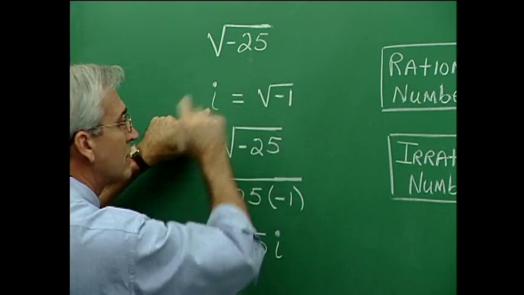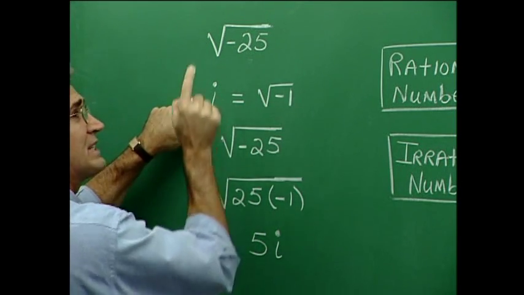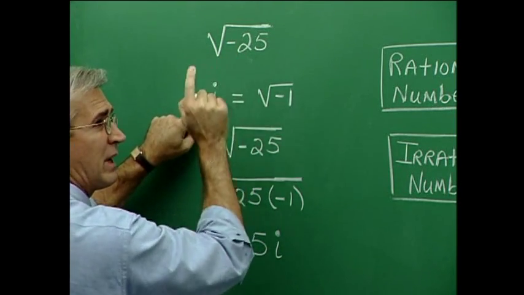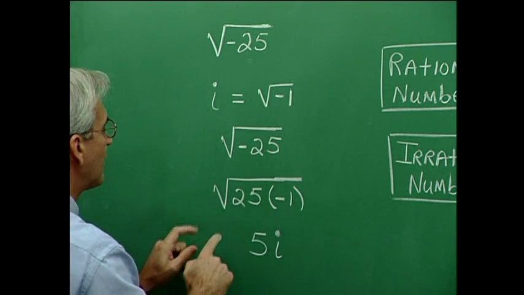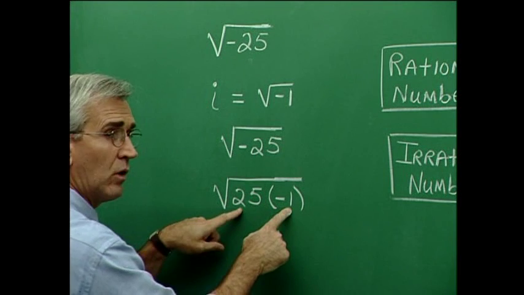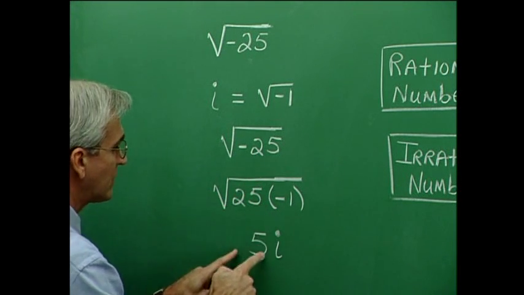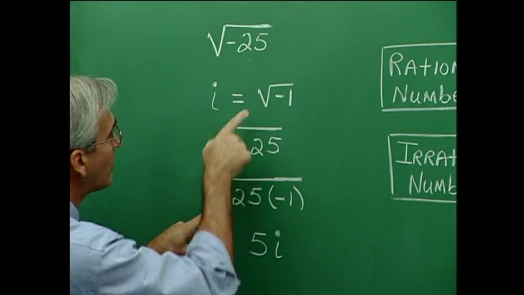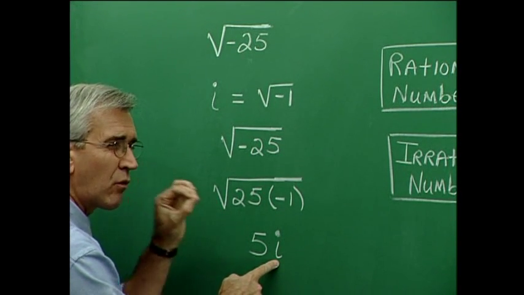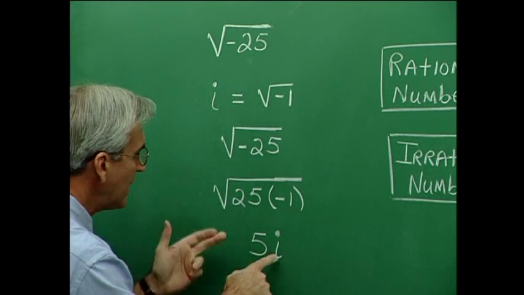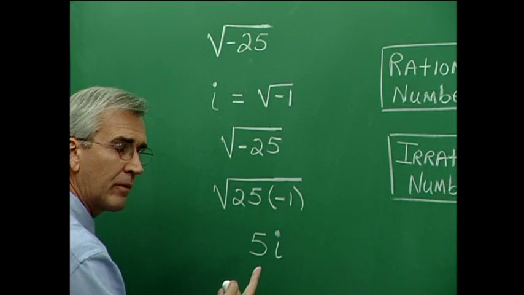And look at what happens to this problem. Now we have a representation for this problem. We can represent it in a rather special way. The square root of -25 can be thought of as the square root of 25 times -1. The square root of 25, though, is 5, and the square root of -1, by our definition here, is simply i. So we have a way of representing this. Now this is an imaginary number.